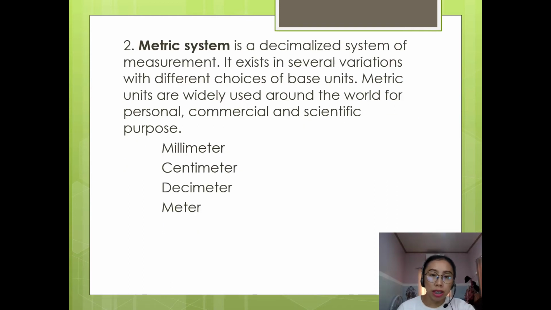Number 2 is the metric system. It is a decimalized system of measurement. It exists in several variations with different choices of base units. Metric units are widely used around the world for personal, commercial, and scientific purposes, and the units used are millimeter, centimeter, decimeter, and meter.